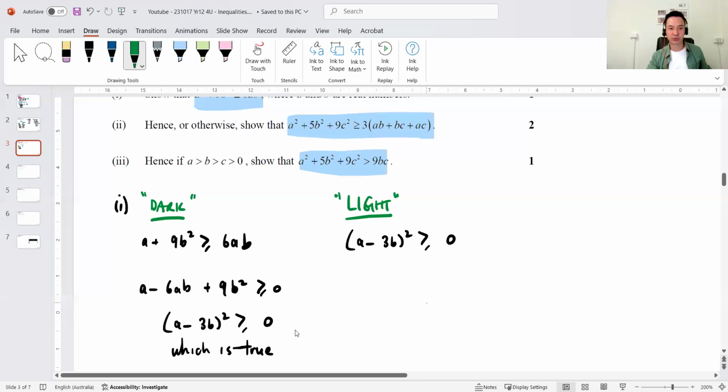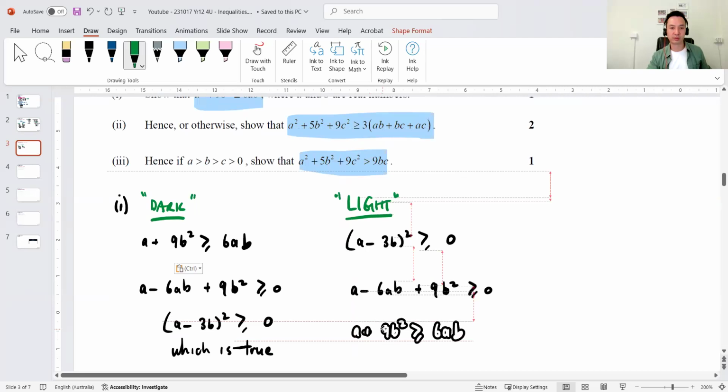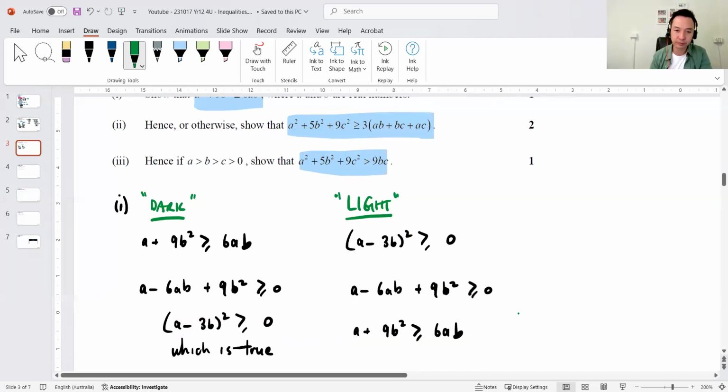So start with the fact that's true, expand, and move the 6ab over. Done. Simple as. How's that, guys? Yeah, not too bad.